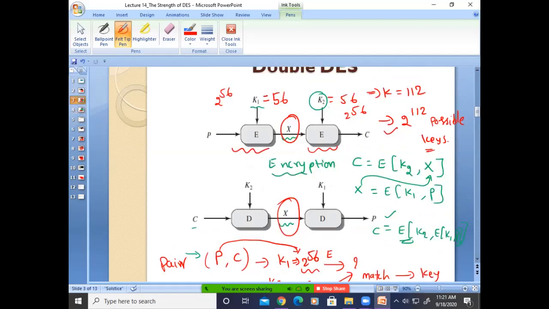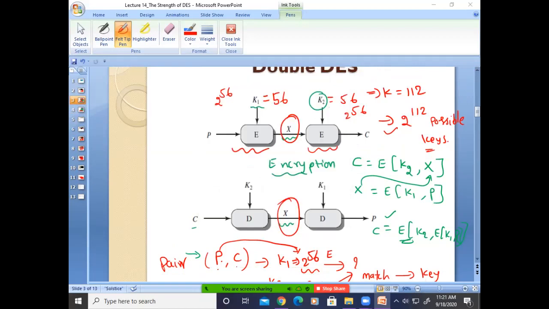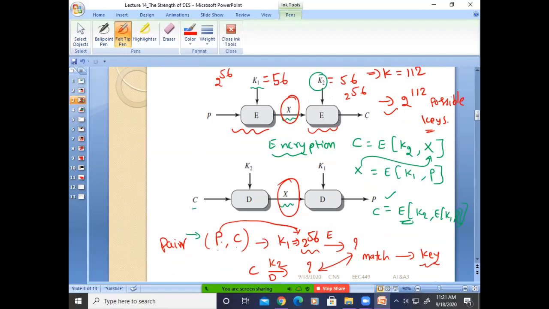So using a known pair, our plain text and ciphertext, using K1, the 2 power 56 possible keys, I will encrypt and store somewhere. Then similarly, I will take C as the ciphertext and decrypt using K2. And I will match these two. If there is a perfect match, that is a key, right? Those number of keys will be there. Again, with one more pair, we will use only these keys to match. If it is matched, this key will become a real key, and then it can be used to decrypt a different plain text.